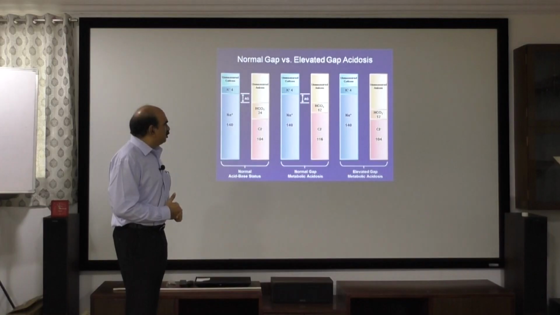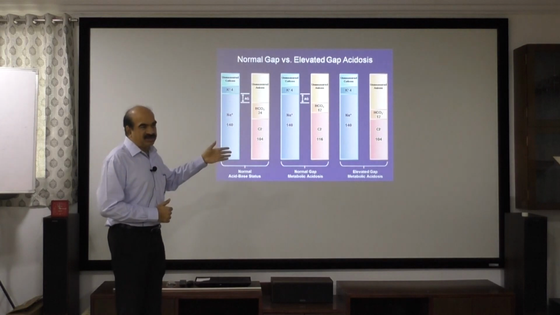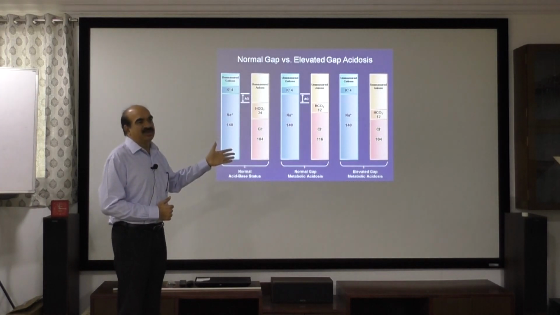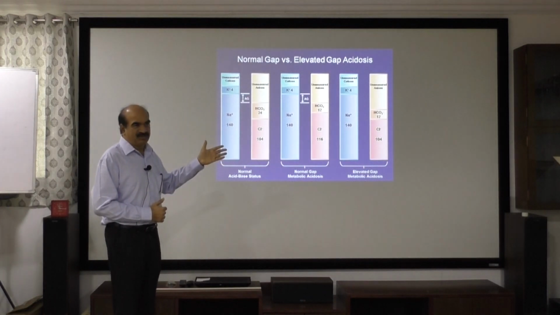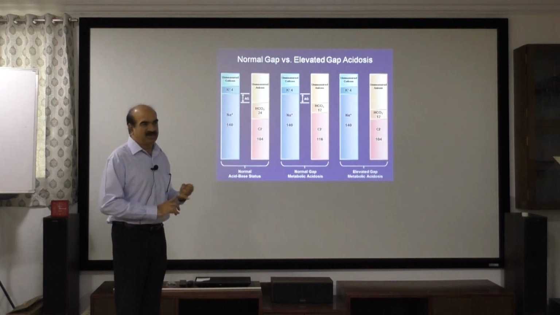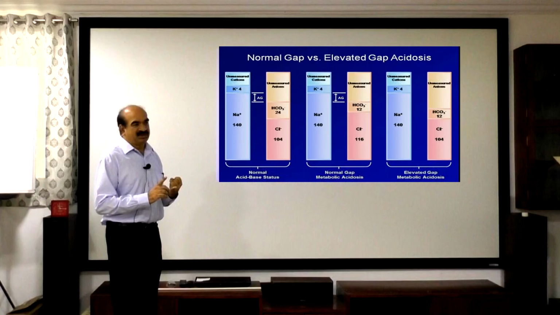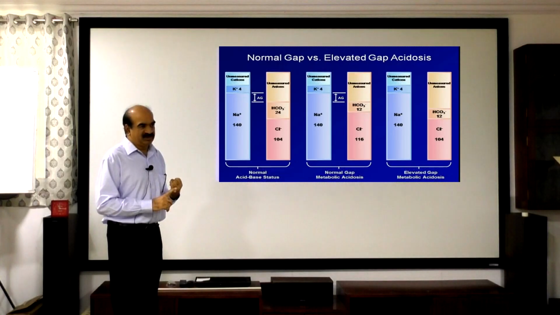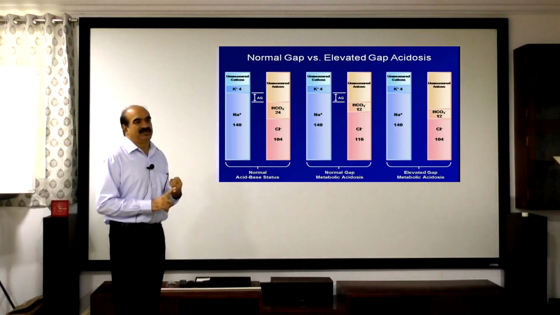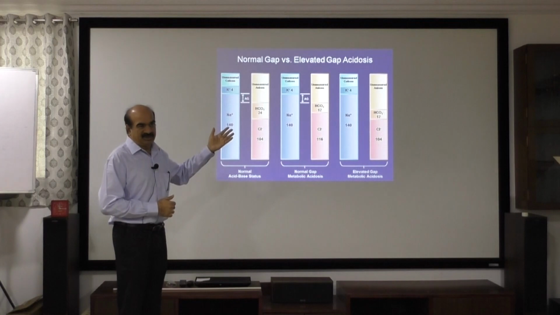Coming to elevated gap metabolic acidosis. Important causes are discussed with the mnemonic KULT. You remember KULT? K means ketoacidosis. Ketoacidosis can be due to diabetes, starvation, or alcohol. In diabetic ketoacidosis, ketones are accumulated. Ketones are acids: beta hydroxybutyrate, acetoacetate, acetone.